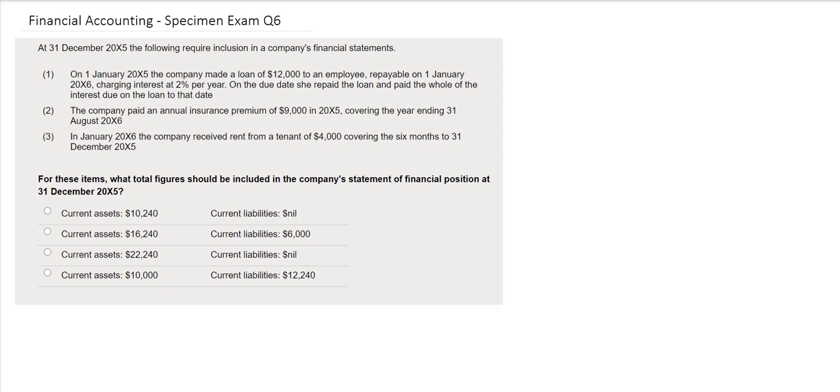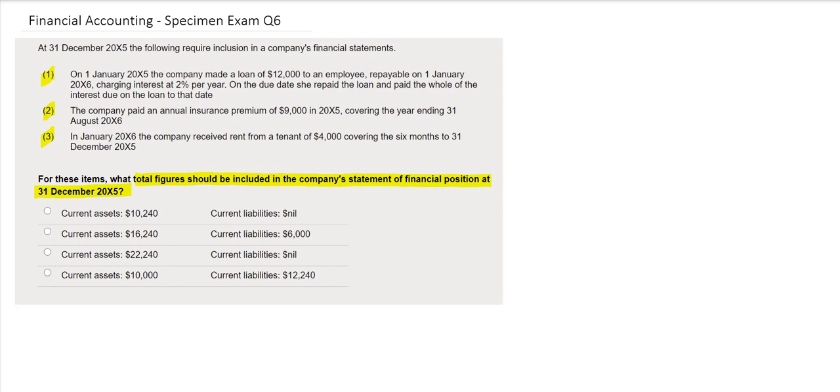In this question, we are being asked to identify the total figures that should be included in the company's statement of financial position at the 31st of December 20X5. We can see from the options available that we are looking for the current assets balance and the current liabilities. We've got three options to look at in order to calculate this figure, and so I would need to set up workings for those amounts and set up a table for current assets and current liabilities so that I can capture the amounts.